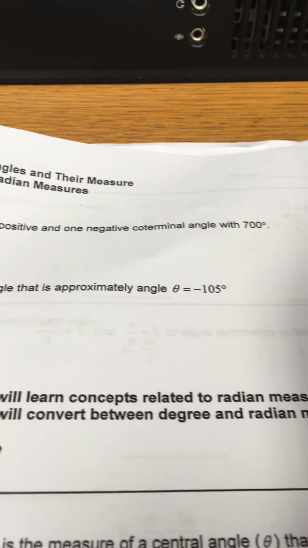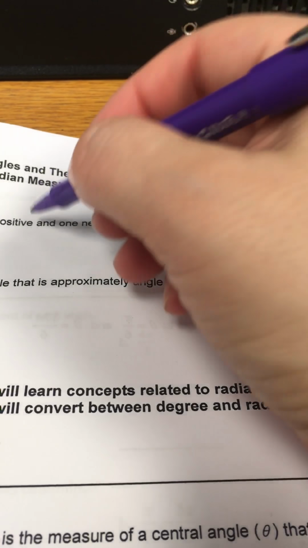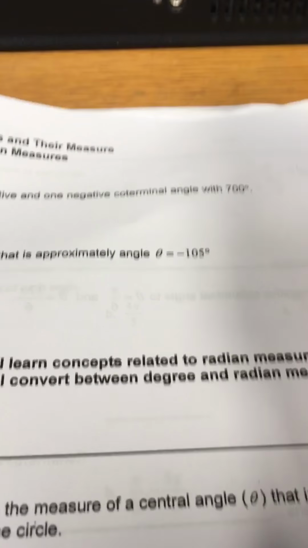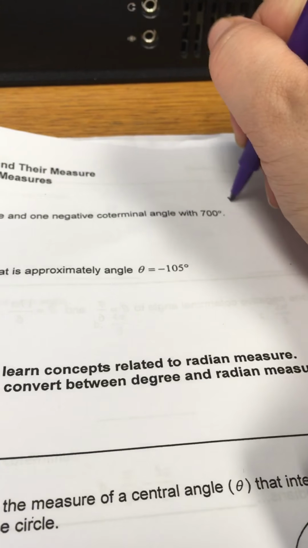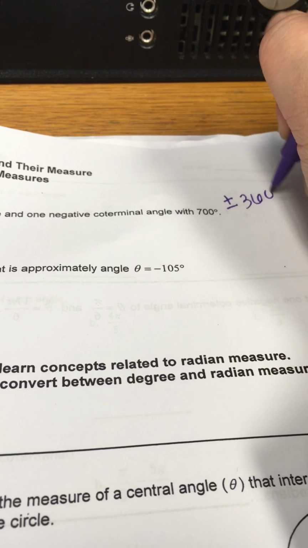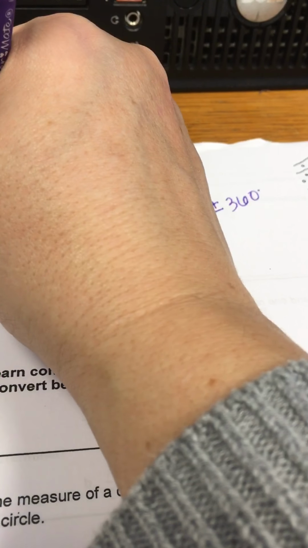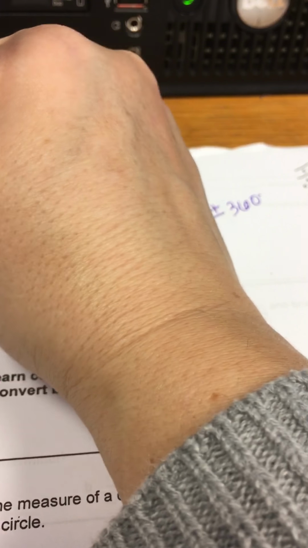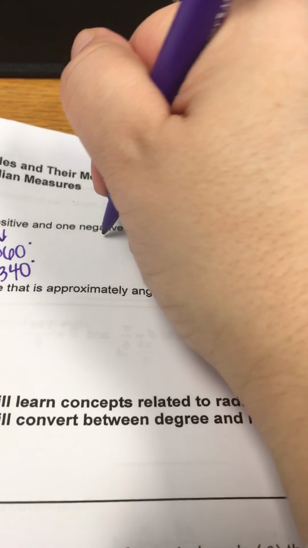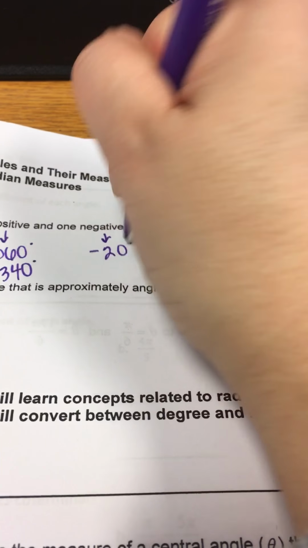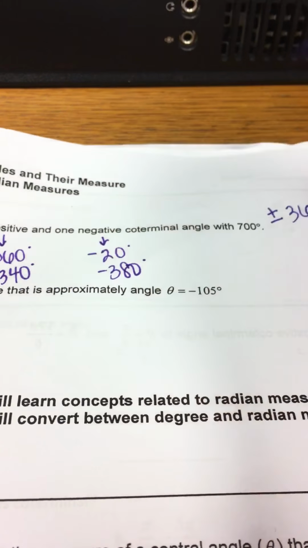So find one positive, one negative coterminal angle with 700. So this again means you need to add and subtract 360 degrees. Okay, so some possible positive ones would be 1060 and 340. Again, there's lots of options for these. A negative one would be negative 20 or negative 380.